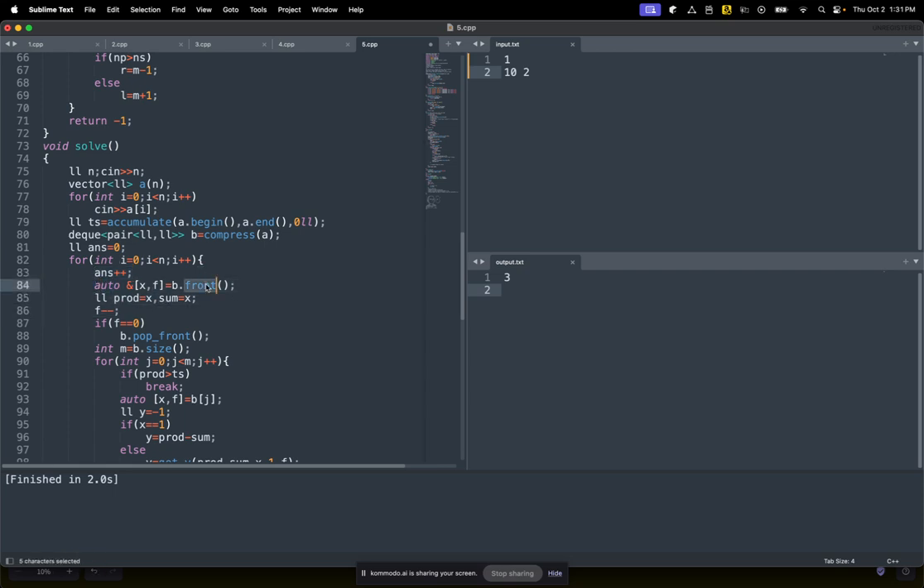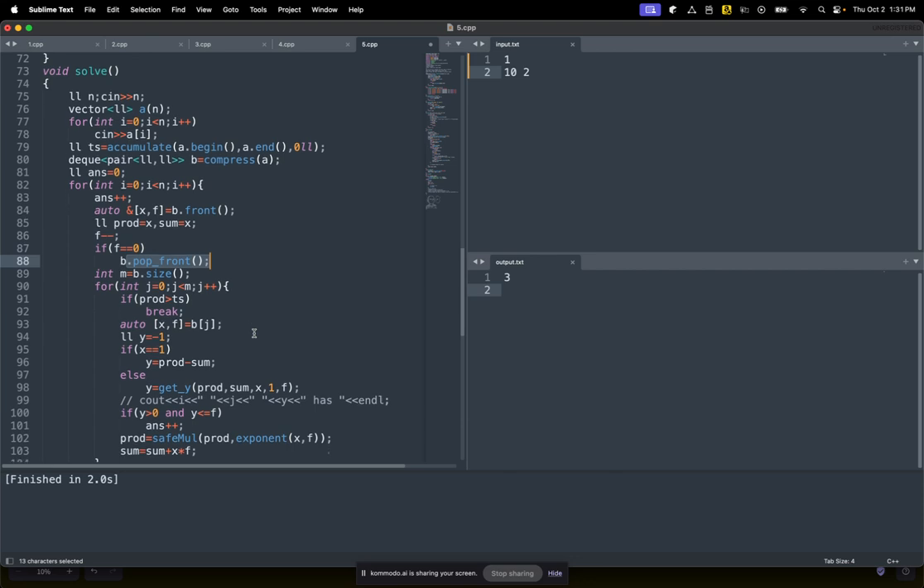So we get the top, the front of the compressed array, and we do the frequency minus minus. If the frequency becomes 0, then we just remove the top of the compressed array. Now we create a product and sum.